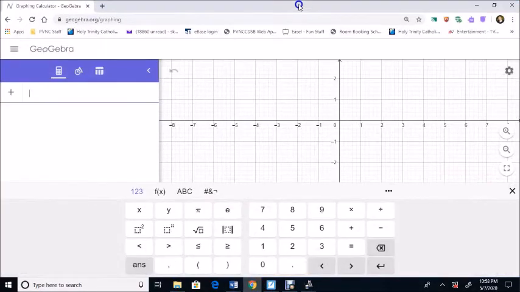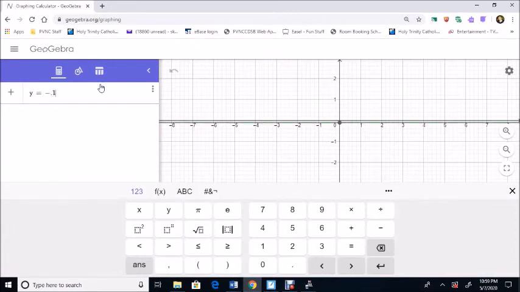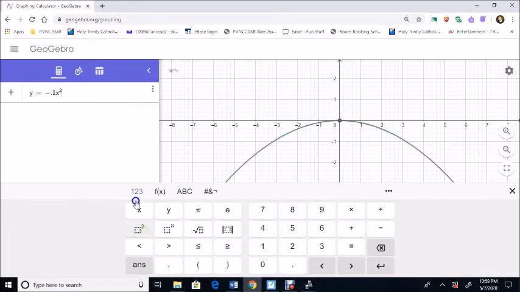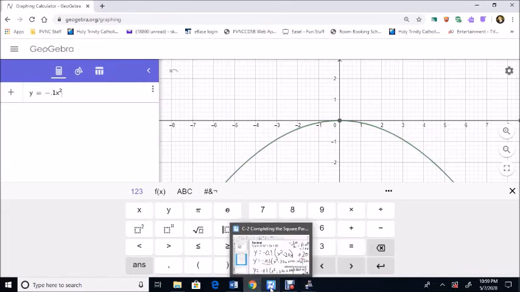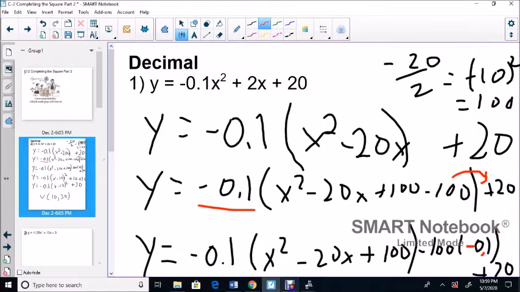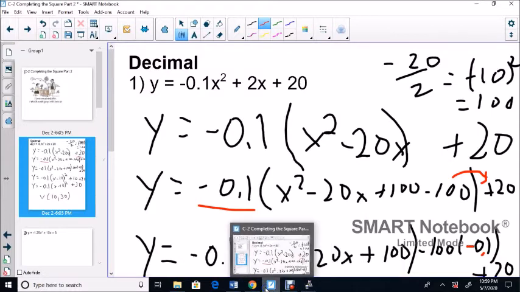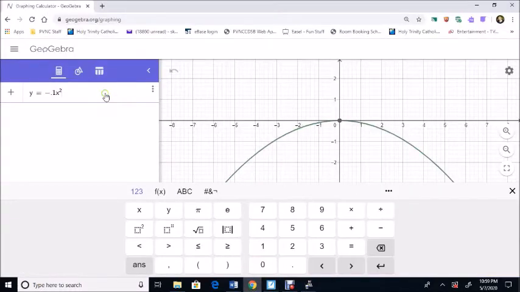So here we go. We've got GeoGebra here. Okay, and it's y equals negative 0.1 x squared. So there's the shape. The shape remains the same now. The rest of it, let's just go back here. The rest of it plus 2x plus 20.